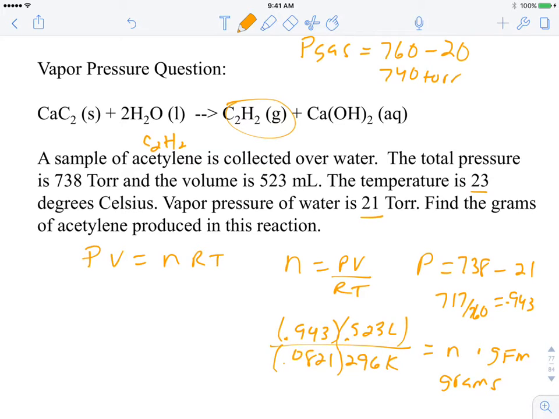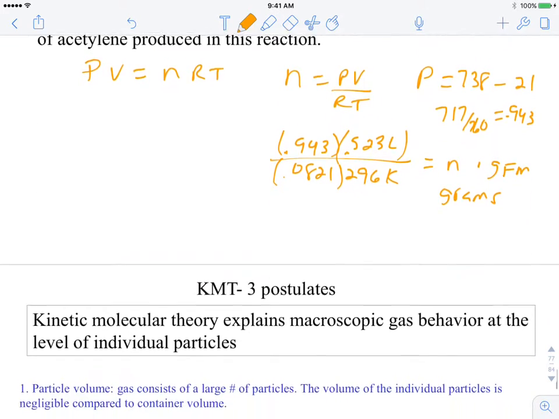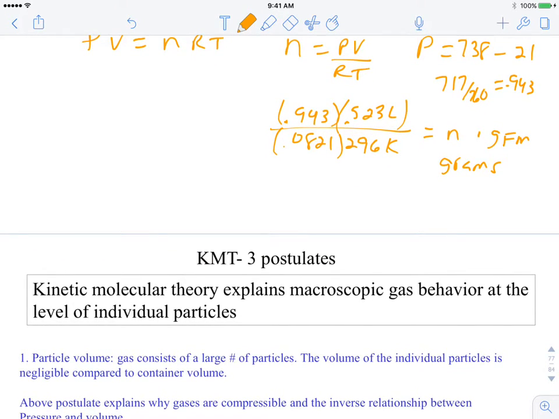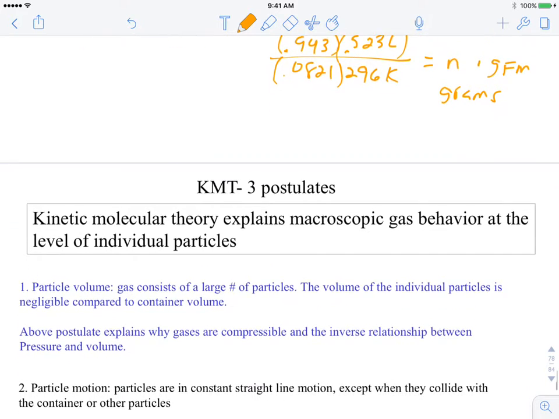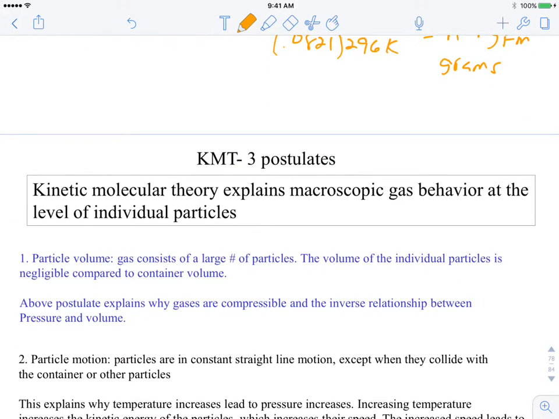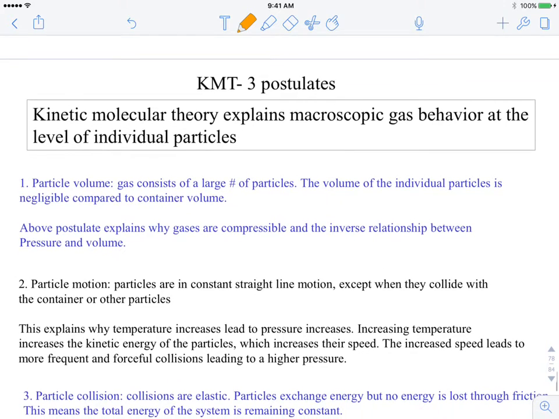So as you can see, the vapor pressure of water is not a big deal, but you have to subtract it from the total pressure in order to find out the pressure of just your gas. So that's all the math for this chapter for the most part. Actually there is a little bit more, but let's talk about how gases behave.